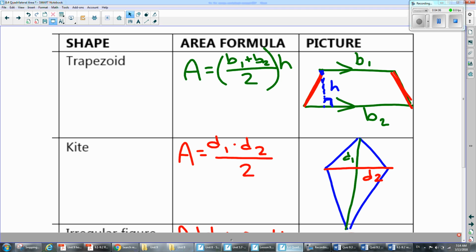And for a kite, we're going to use those diagonals going from one vertex to the one that's not next to it. This whole length is diagonal 1. Diagonal 2, connecting these non-adjacent vertices, is going the whole way across. We are going to multiply those together, diagonal 1 times diagonal 2, and then divide by 2.